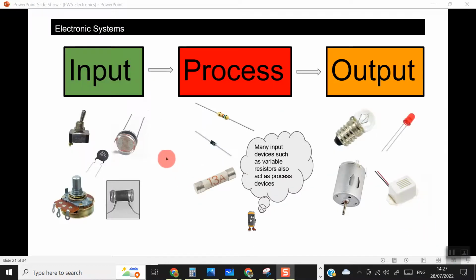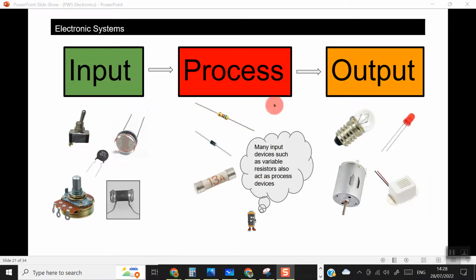So to break it down and look at it in a bit more detail, again you have your input, you have your process, and then you have your output. What are some of the input devices that get the circuit going? You could have a simple switch, a light dependent resistor, or these temperature dependent resistors, which sense the temperature in the room. Or you could have a variable resistor. As you turn this around, it increases or decreases the flow of electricity through the circuit. So these are all your input devices.